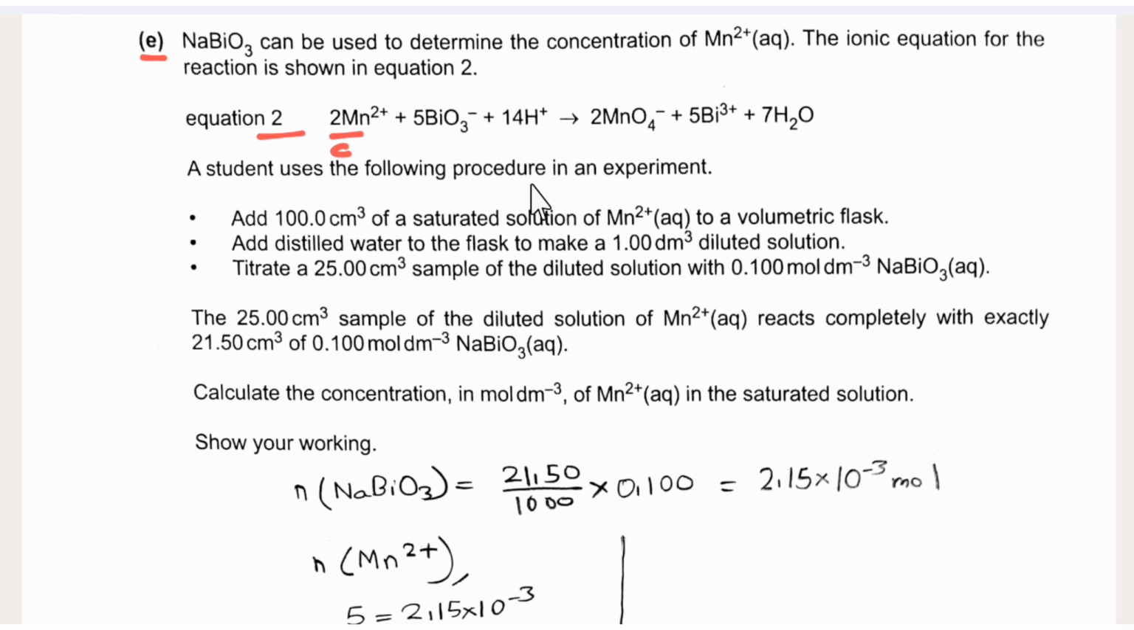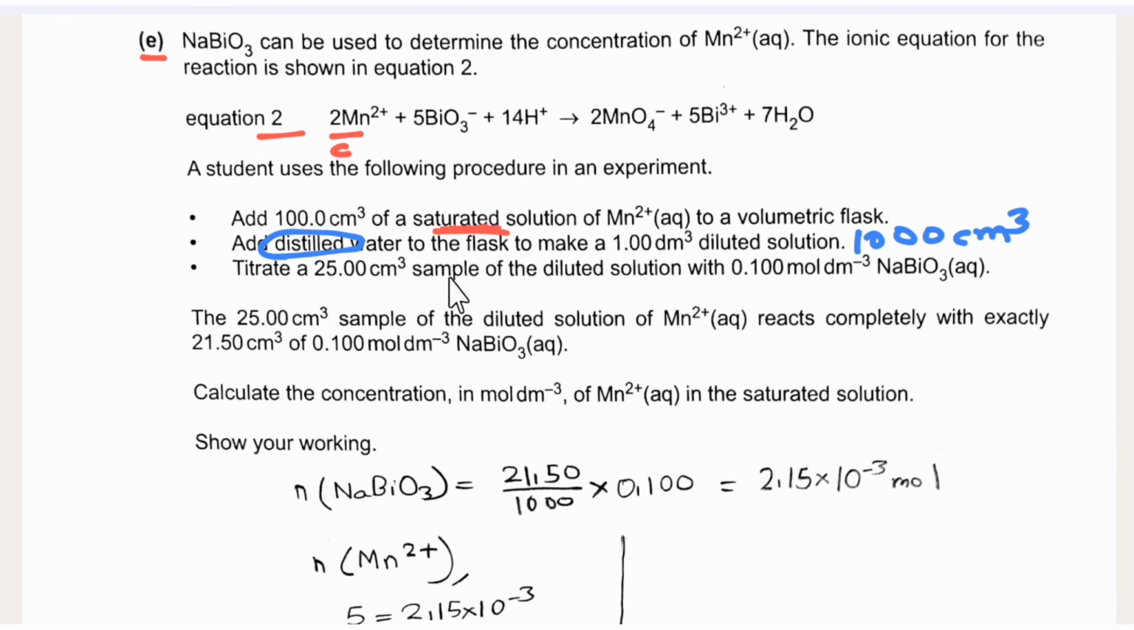A student uses the following procedure in an experiment. Add 100 cm³ of the saturated solution of Mn2+ to the volumetric flask. Now this 100 cm³ is the saturated solution. Then add distilled water to the flask to make 1 dm³ of dilute solution. So to this 100 cm³, he further adds distilled water to make 1 dm³ or 1000 cm³ of solution, and this solution is the dilute solution.